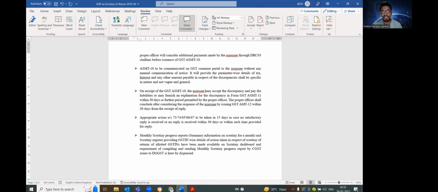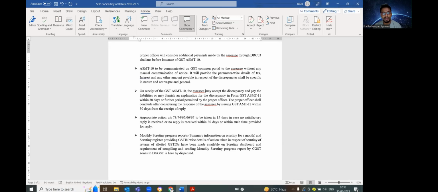On receipt of GST ASMT-10, the registered person may accept the discrepancy and pay the liabilities, or may furnish an explanation for the discrepancies in Form GST ASMT-11 within 30 days or a further period permitted by the proper officer. The officer shall conclude, after considering the response of the registered person, by issuing GST ASMT-12 within 30 days of receipt of the reply.